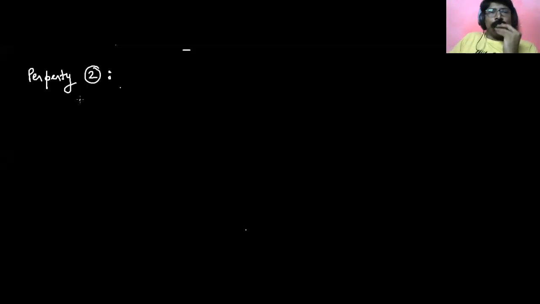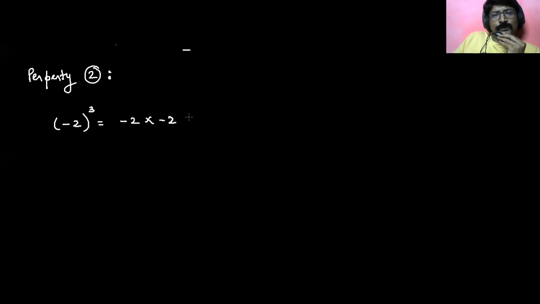So students, we're learning property number two. Let me just give the example. Minus 2's cube, in case you have to do it. What we're going to do is minus 2 into minus 2 into minus 2. Negative into negative becomes positive, but positive into negative again becomes negative, isn't it? So it becomes negative. So the cube of a negative is always negative, or the cube root of a negative number is always negative.